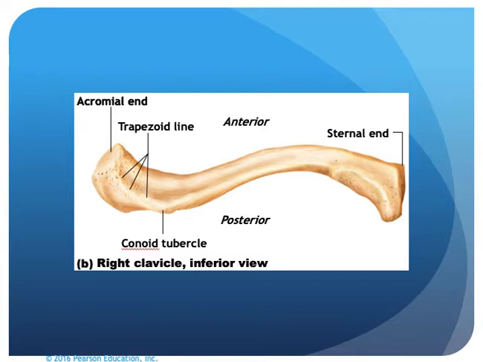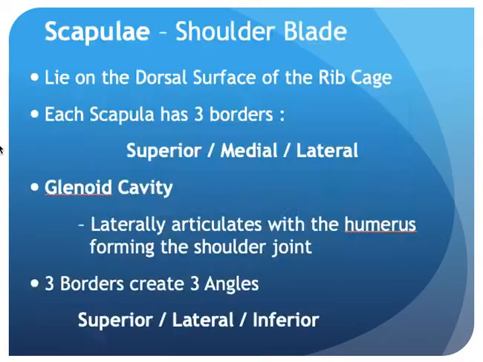Okay, here is your picture of the clavicle. Again, I get a sternal end, and I get an acromial end. And then we want to move on to the scapula. For the upper arm, there's a lot of things to label on here, so it's really important that you know this one really, really well.